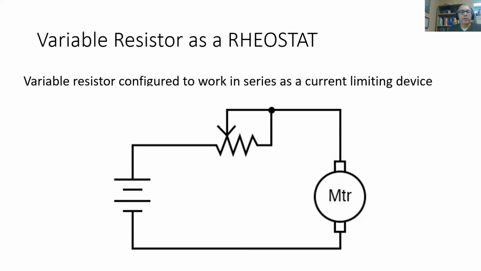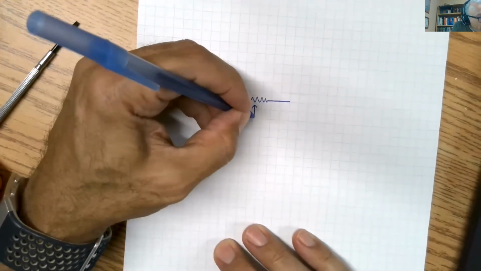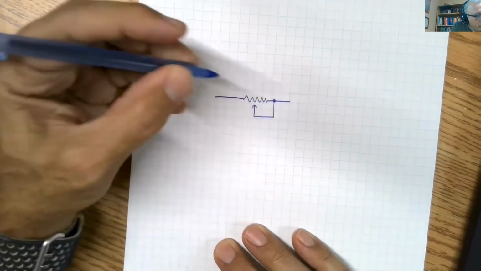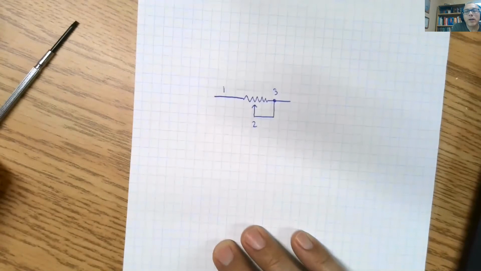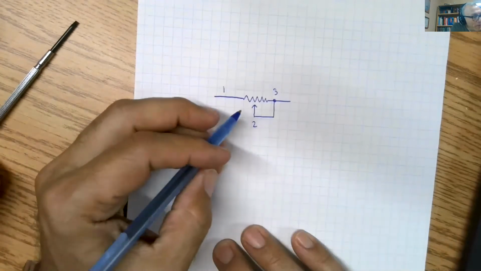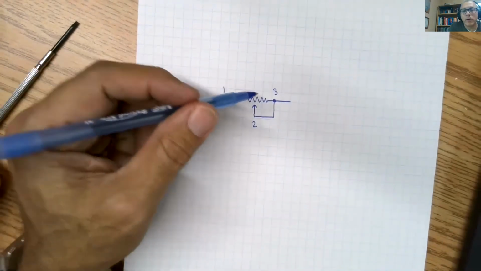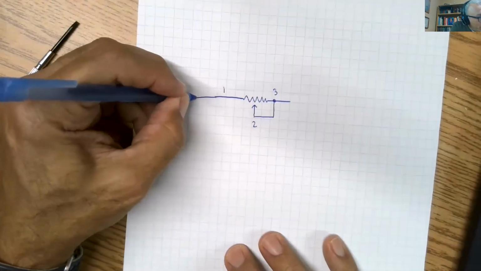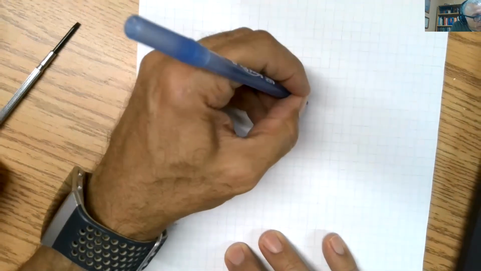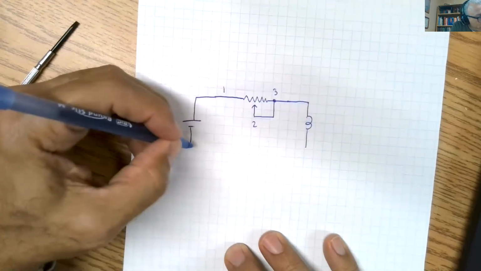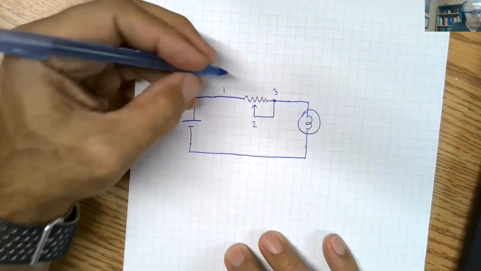you would take pin 2, and you would tie it directly to one of the terminals. So pin 1, pin 2, pin 3. So you tie it directly to one of the terminals. So what happens now is the resistance between 2 and 3 is always 0 because they're shorted out. So what we have here is our source, our load, say it's a light bulb, okay, and our variable resistor.